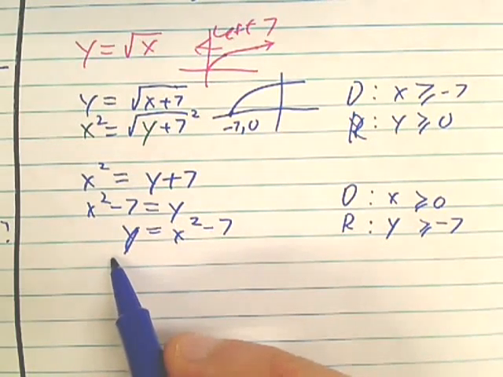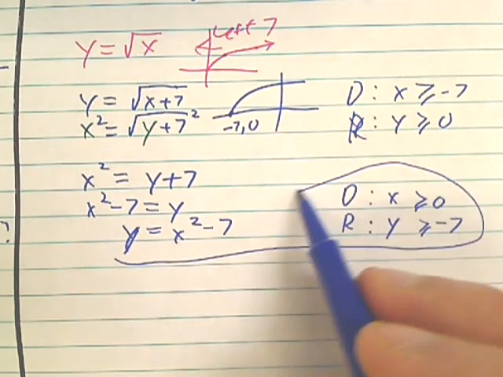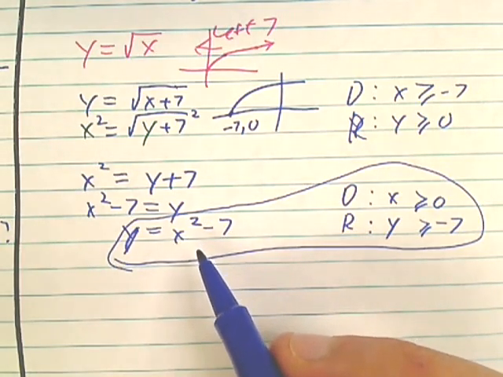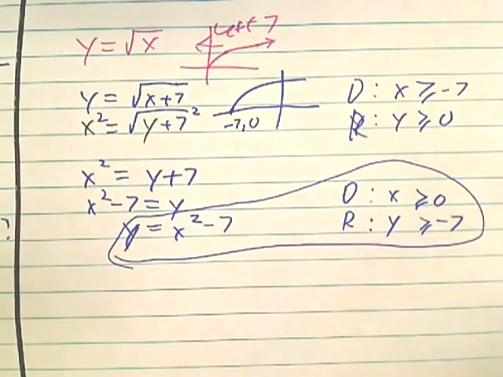Okay, so this is your inverse. Your inverse is y equals x squared minus 7 with these stipulations. Because if you actually graph this with the original function, you get additional stuff. So if we add these stipulations in, then we get the exact same thing on both sides of that diagonal line.